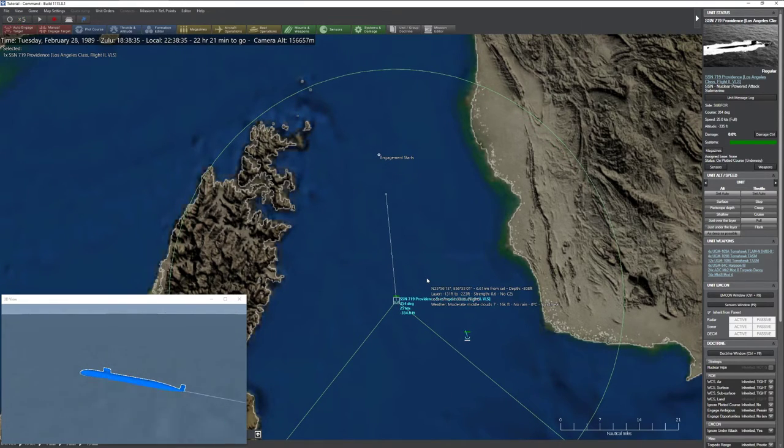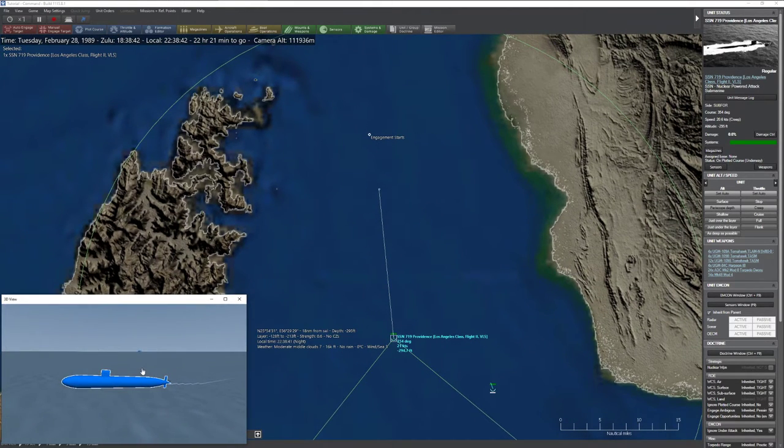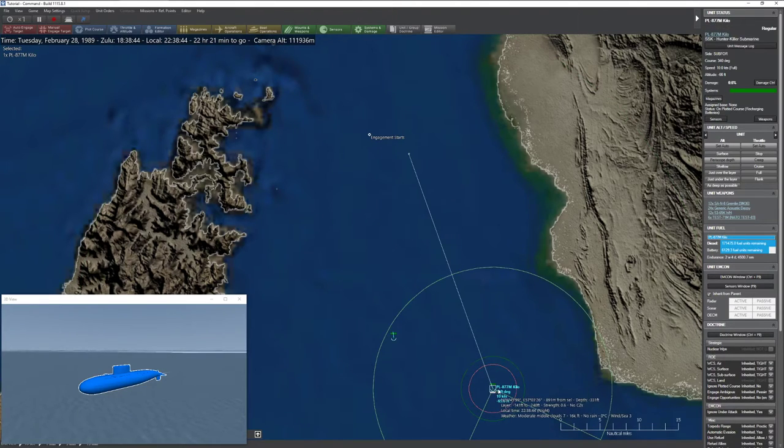And stop. Let's go ahead and slow ourselves back down. Come back up to periscope depth. We're just taking a listen. Keep in mind, American submarines, especially modern ones like this, it's kind of tough to detect their periscopes. It's not to say it's impossible, it's just tough. Meanwhile, this guy is doing the best he can. I'm going to bring him back up to cruise here.